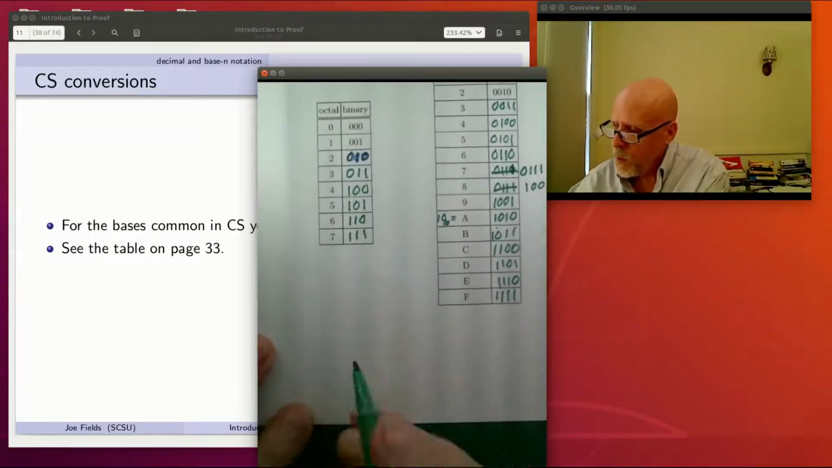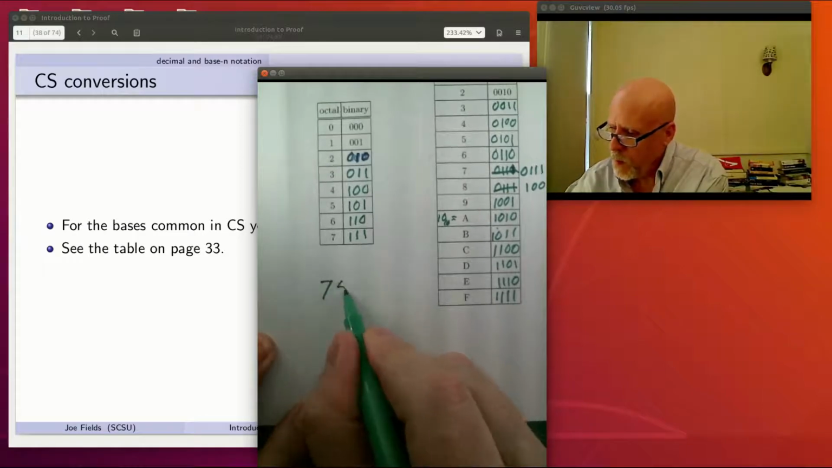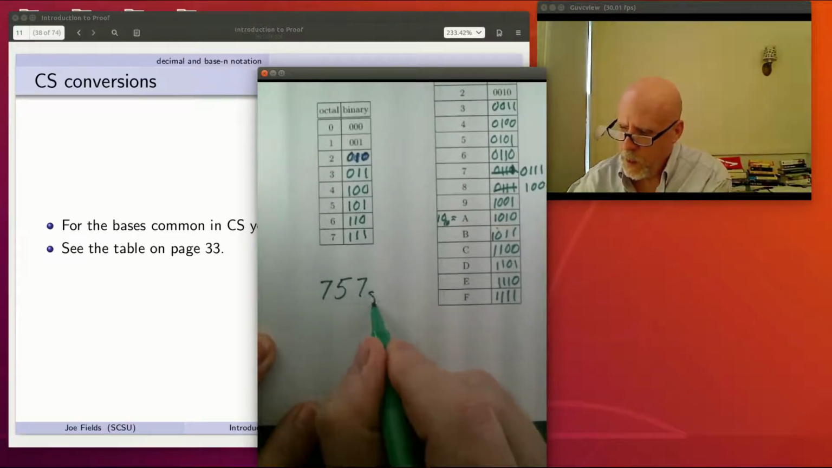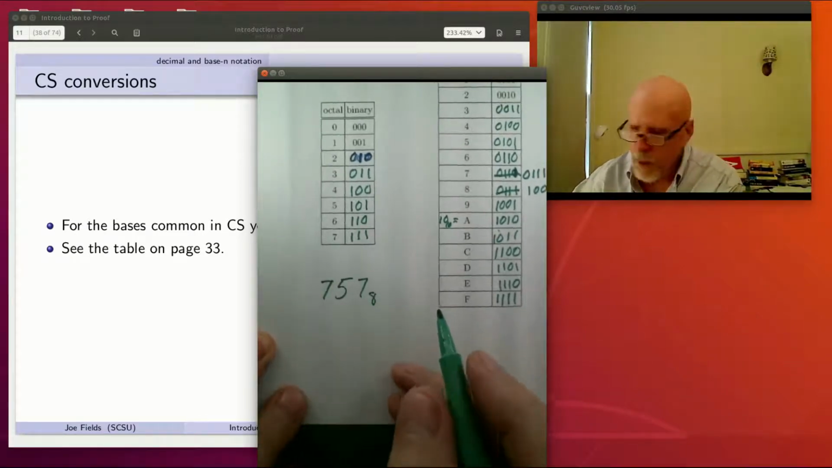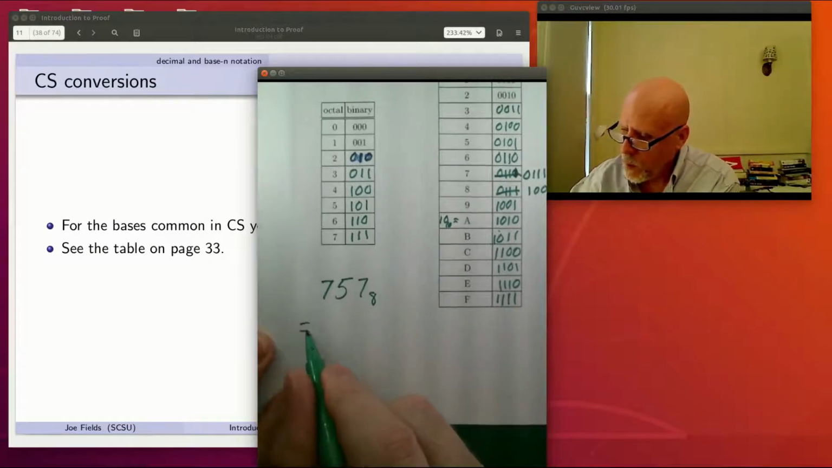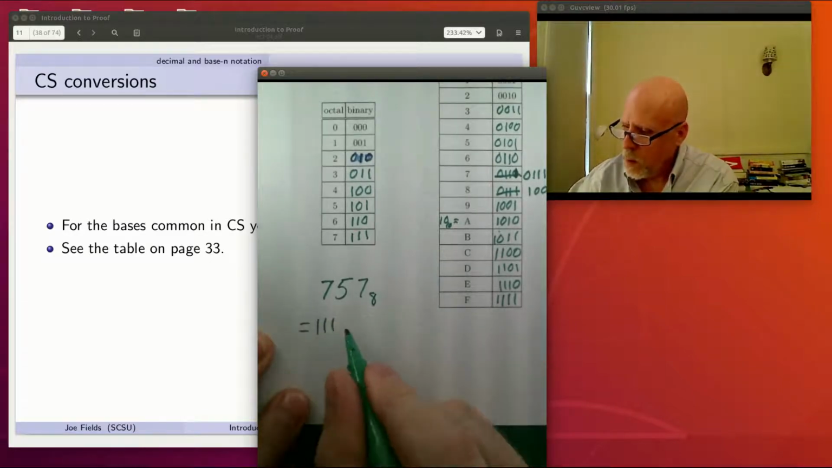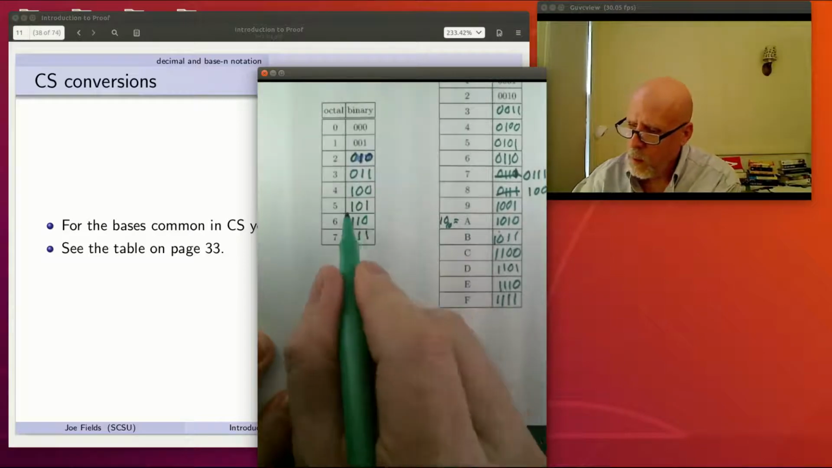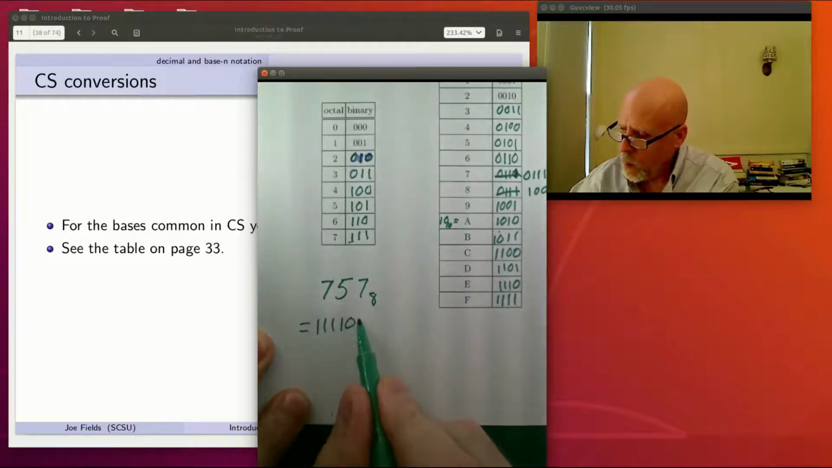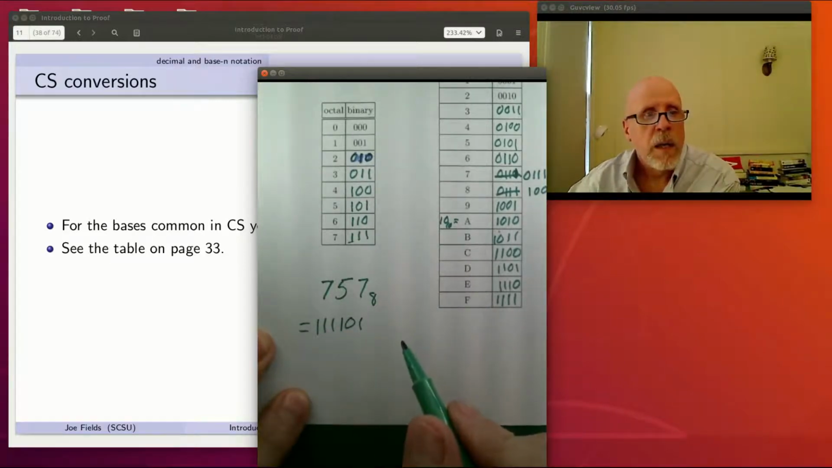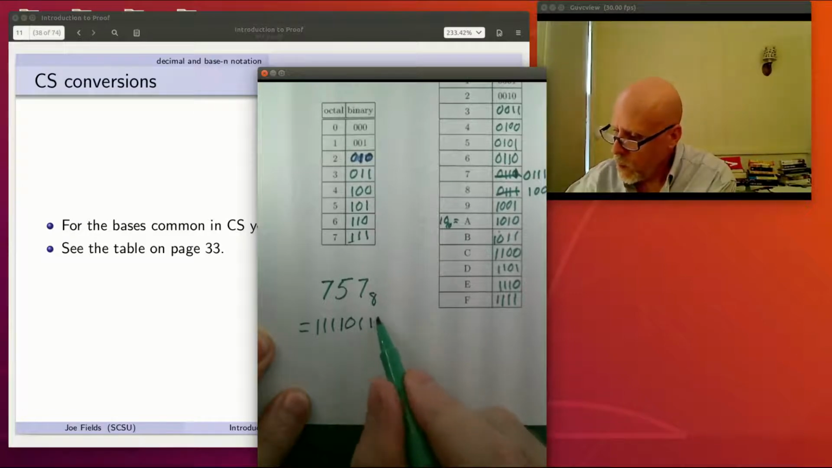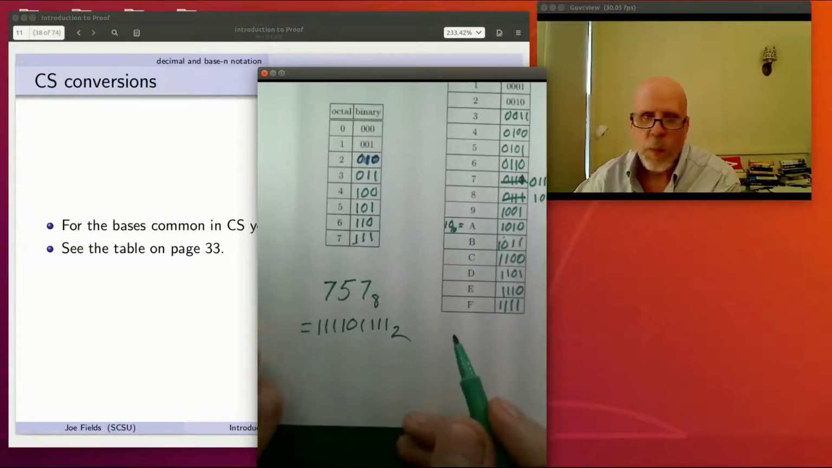But suppose I had something like this, 757 in base 8. I can tell you what that is in binary real quick. It's 111. That's what 7s are. 5 is 101, right? And then 7 again, 111. So there it is in base 2.